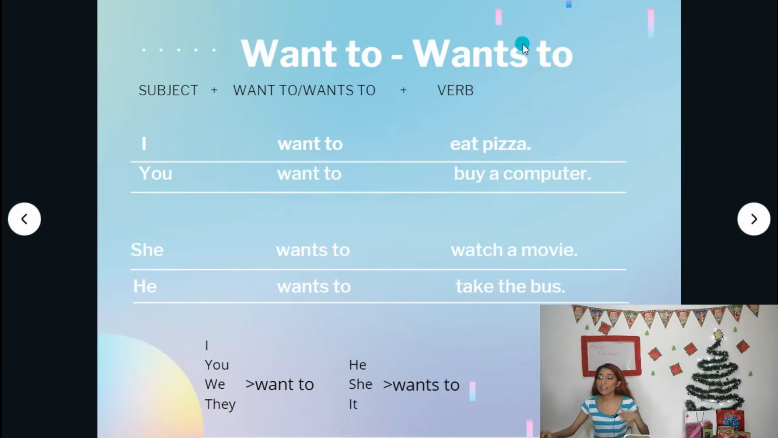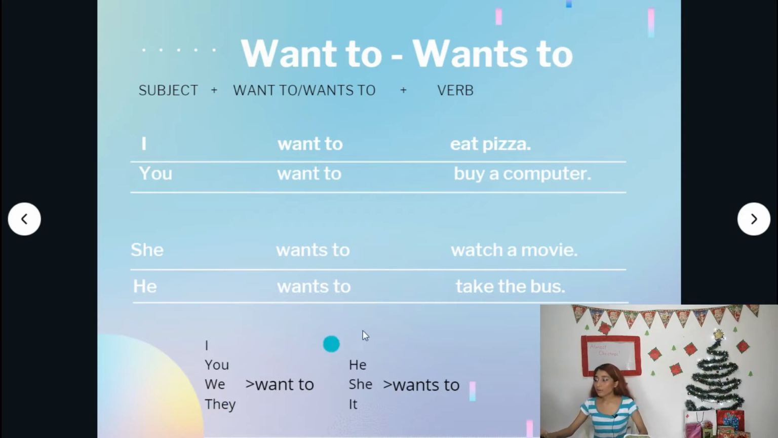First of all, as always, your sentence needs to start with the subject: I, you, he, she, it, or it can be a name like Camila, Lian, Irlanda, etc. Then we are going to use want to or wants to. It depends. Remember, wants to is used with he, she, and it, and want to is used with I, you, we, they. It's the same as likes to and like to, if you remember this.